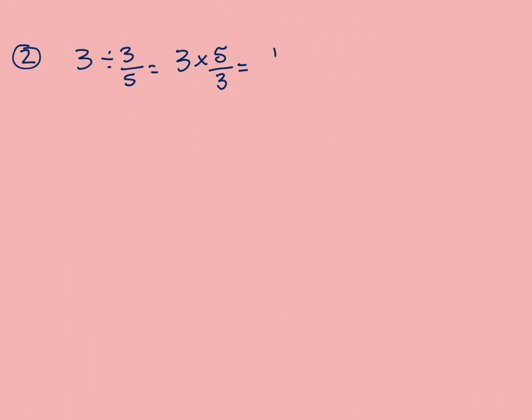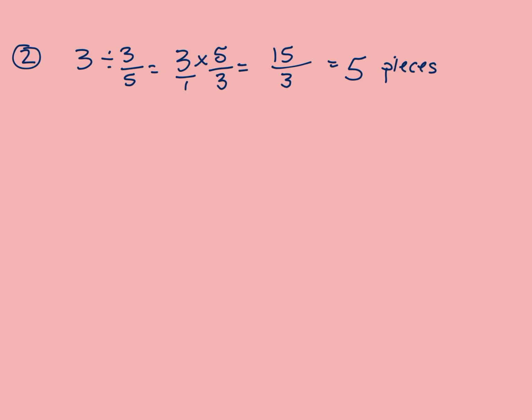3 times 5 is 15. And remember, under whole numbers, there's an invisible 1. 3 times 1 is 3. 3 goes into 15 5 times. So our answer should be 5 pieces. Or in this case, cords.